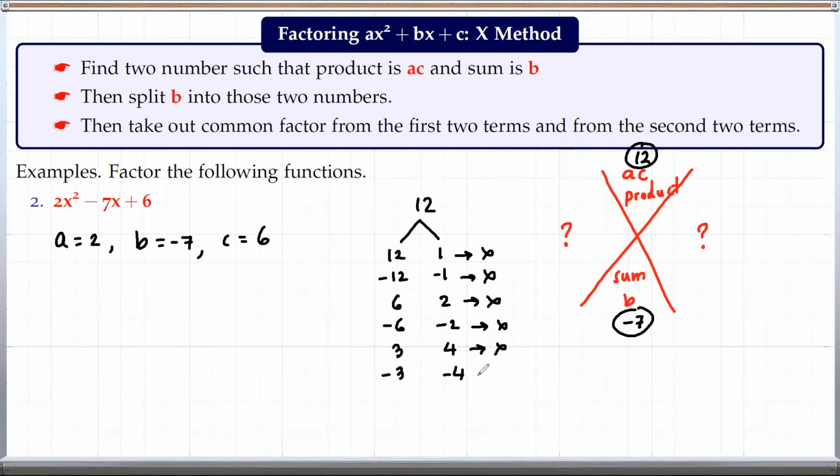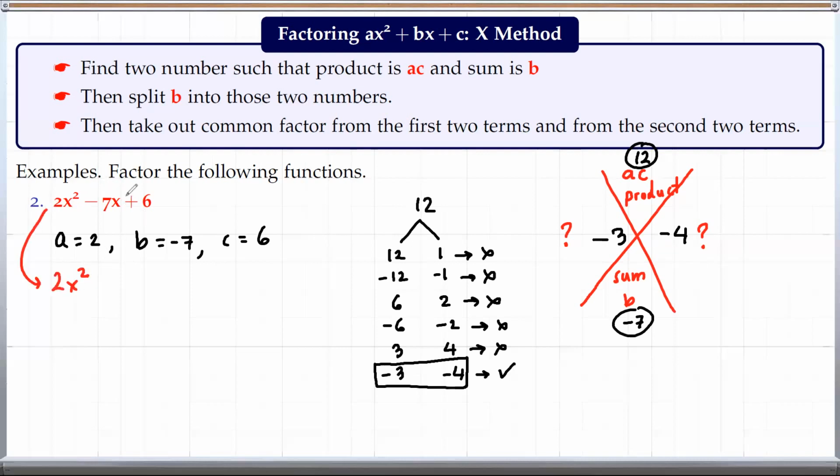-3 minus 4 is -7. So this one works. So we have these two numbers whose product is 12 and the sum is -7. We can put -3 here and -4 over here. So we found the numbers we need. Now we go back to the trinomial that we need to factor.